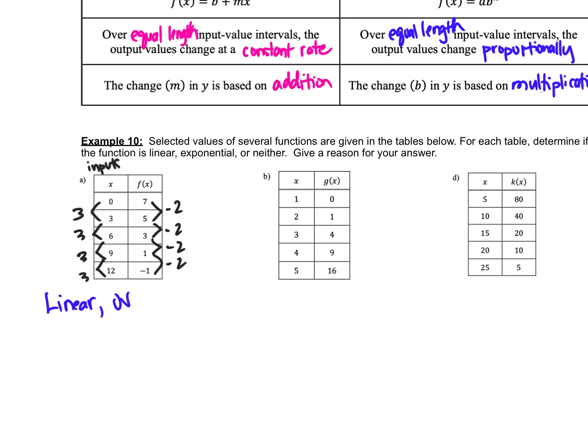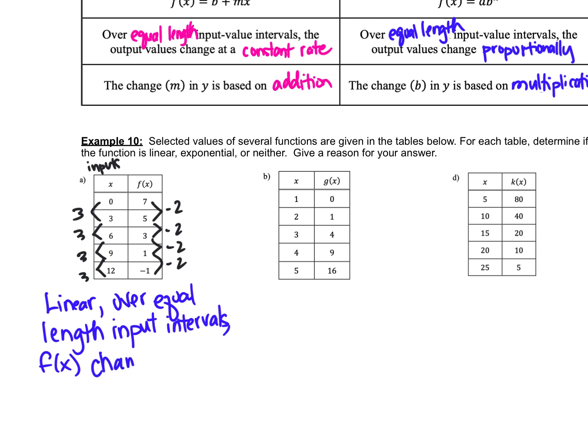We would say over equal length input intervals, f of x, you could even say the outputs, change at a constant rate. It is linear. Our justification: over equal length input intervals, f of x changes at a constant rate, or the outputs change at a constant rate. You will use that sentence stem every time.